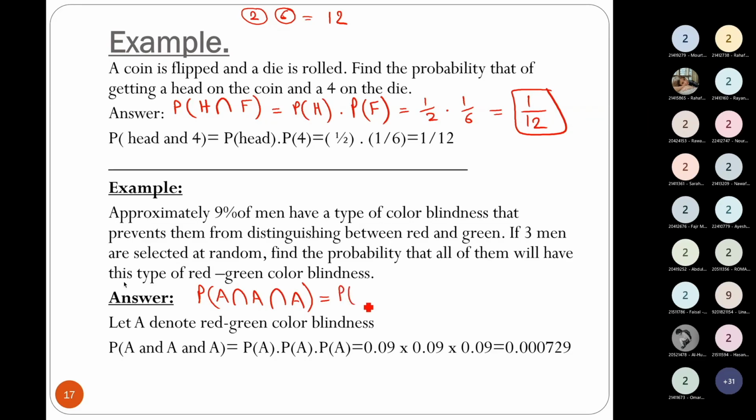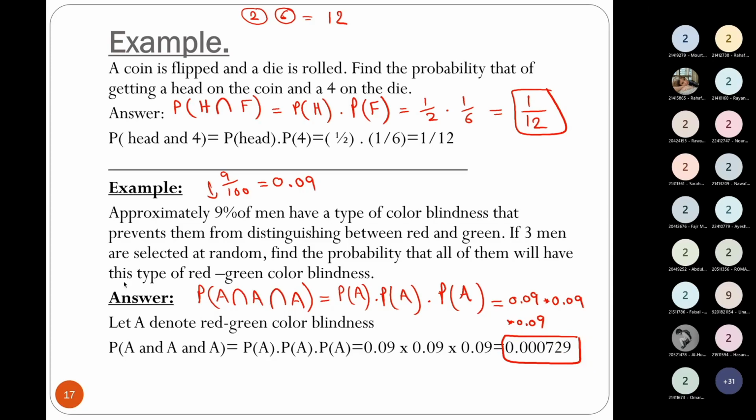So this is equal to P(A) multiplied by P(A) multiplied by P(A). The probability of this color blindness equals 0.09, which is 9 over 100. So this is 0.09 multiplied by 0.09 multiplied by 0.09. If we select 3 men in some population, and all of them are color blind, look at this number: 0.000729.